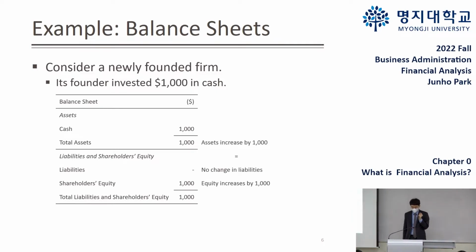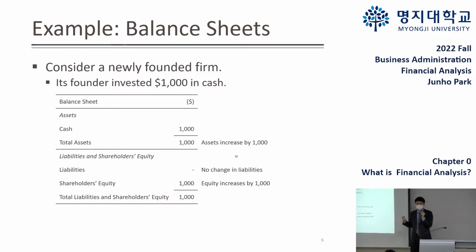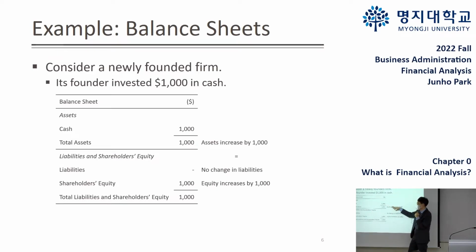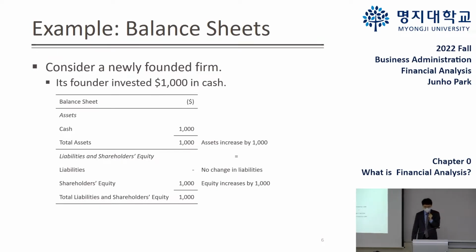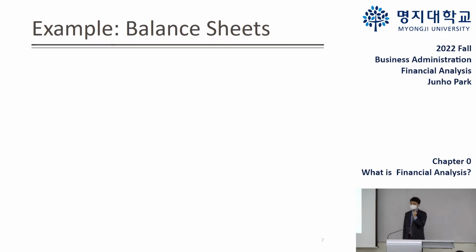And then one interesting thing is that for this founding-a-firm transaction, you can still find that the equation holds. There was zero asset before you created this firm. So actually assets increase by 1,000, and equity increases at the same time by 1,000. So the increase or decrease are the same. Okay, so that's the interesting thing about the accounting equation.